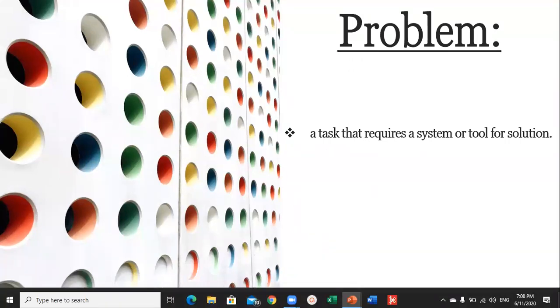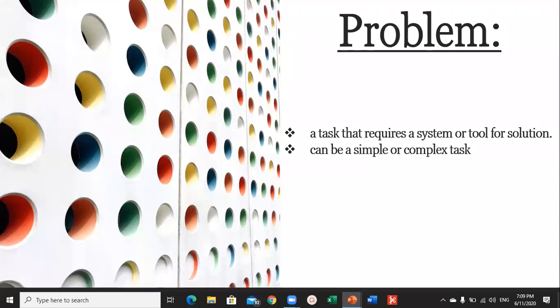According to the general definition, a problem is something or any kind of issue that happens during any type of task execution. But according to computer science, a problem is a task that requires a system or tool for solution. It means that to attempt any type of task, if you need the help of any type of device or tool, then that task is considered a problem.